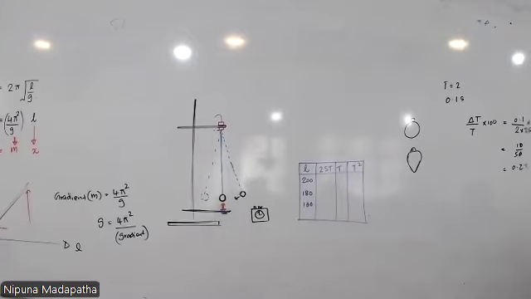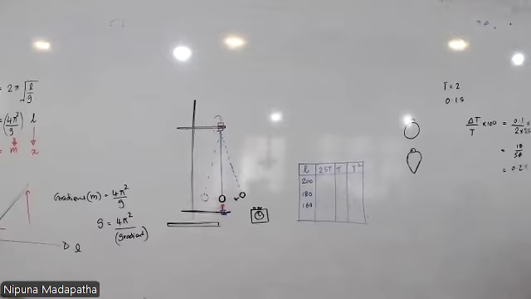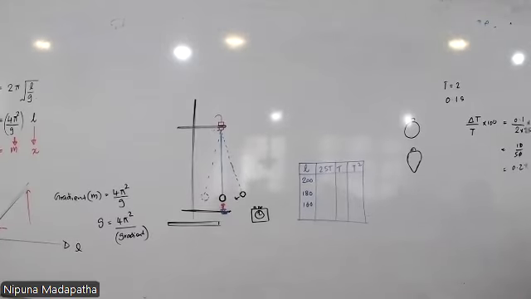Note down the value of L of the pendulum, from the point of suspension down to the center of the pendulum bob.